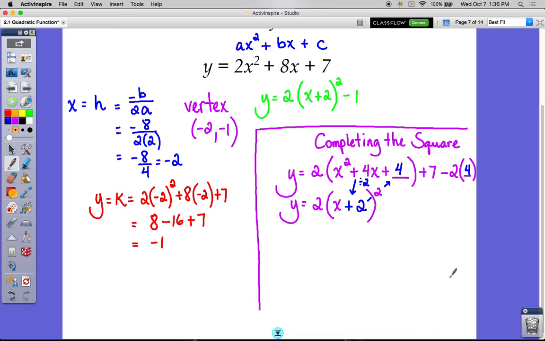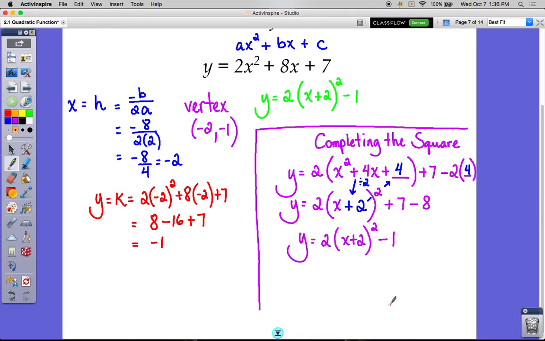And then don't forget, I still have a 7 there. So this is going to end up, when I clean this up a little bit, it's going to be plus 7, and then minus 2 times 4, minus 8. Again, I take half of my middle term and square that for the number that gets added. Now, there's only one last thing to do, and that's to clean things up a little bit. So x plus 2, quantity squared, plus 7 minus 8 is minus 1. And wouldn't you know, it is the same thing we got before.